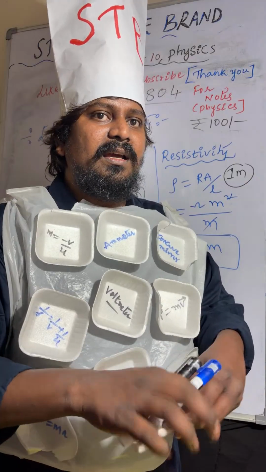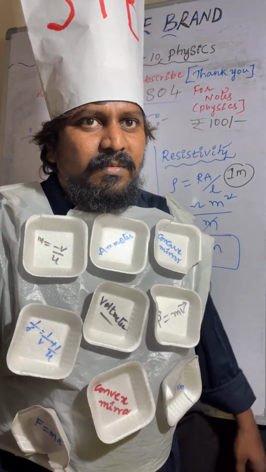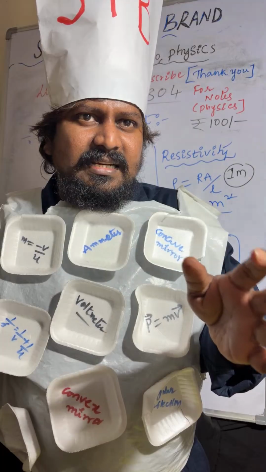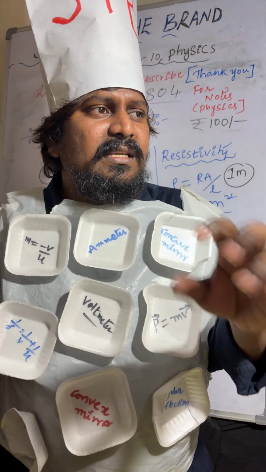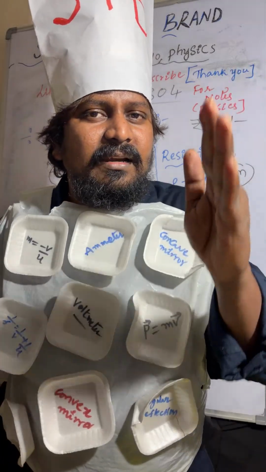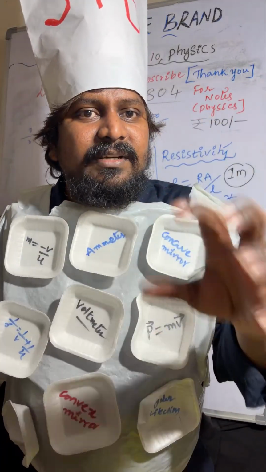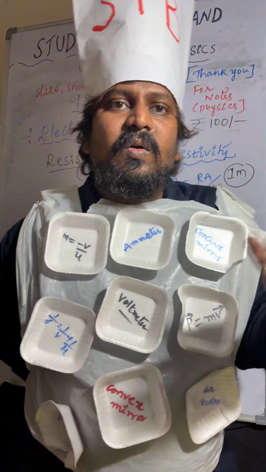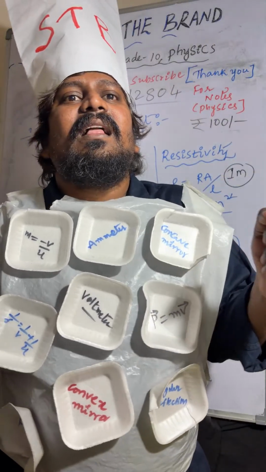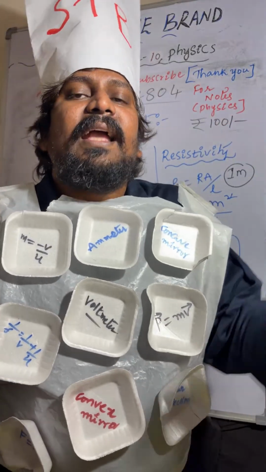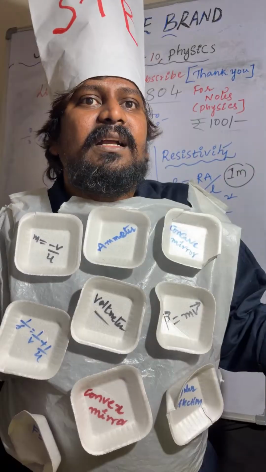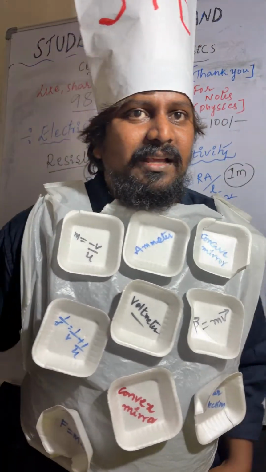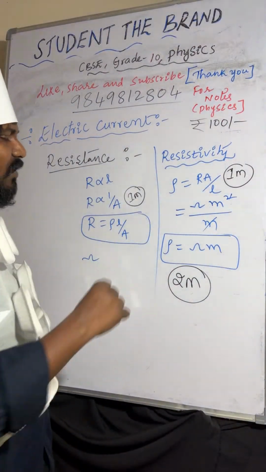Okay, so here we are discussing resistance. Resistance is the phenomenon of opposing the electric current in the circuit. Resistor is the device which is used to oppose the electric current in the circuit. Resistivity: rho equal to RA by L. SI unit of resistance is ohm. SI unit of resistivity is ohm meter. Okay, so I hope it is very clear. So this now we will see.